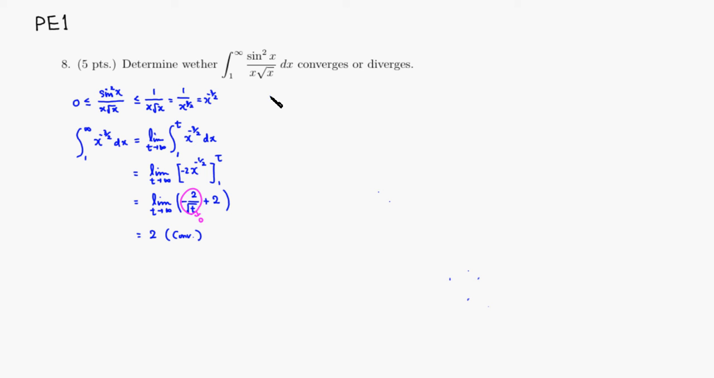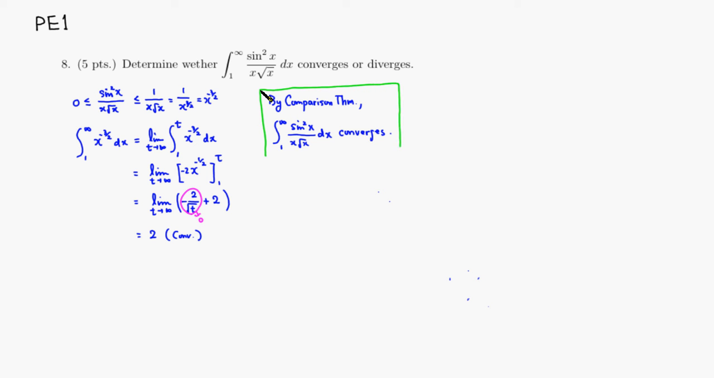So you can just say by the comparison theorem, we may conclude that the integral from 1 to infinity of sine squared of x over x times square root of x with respect to x is convergent, or converges. So that's the answer to this question.